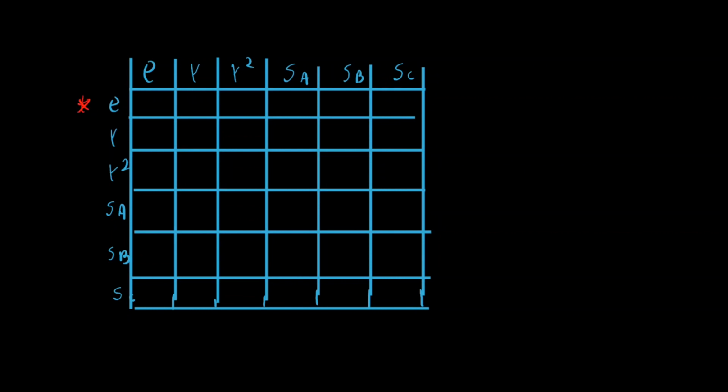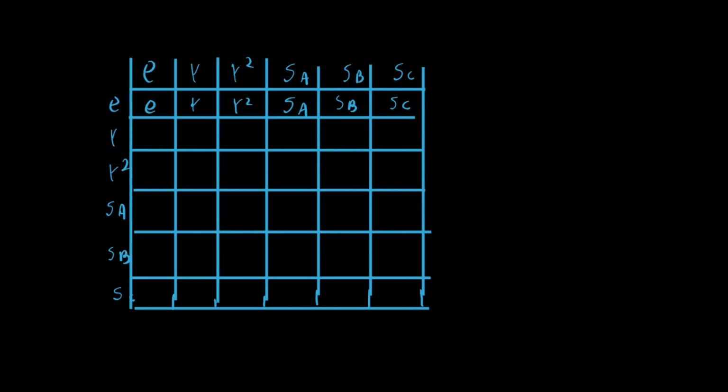E times E is E, and for the reasoning we showed before, E times R is R. E times R squared, imagine applying the identity to a rotation counterclockwise by 240 degrees. It will keep the changed vertices in place, so it will just be R squared. And for the same reasoning, E times SA is SA, and likewise SB and SC.